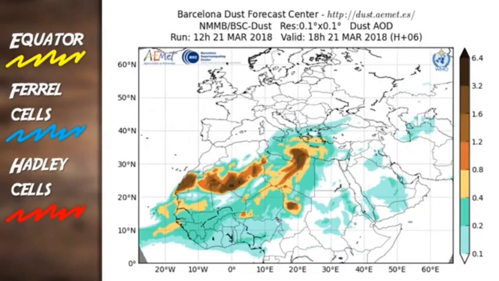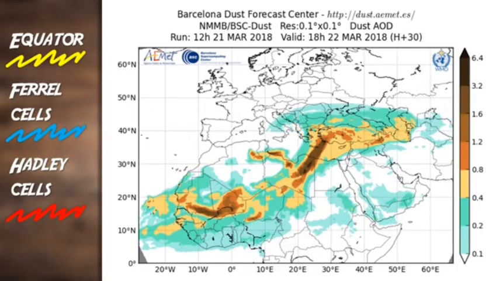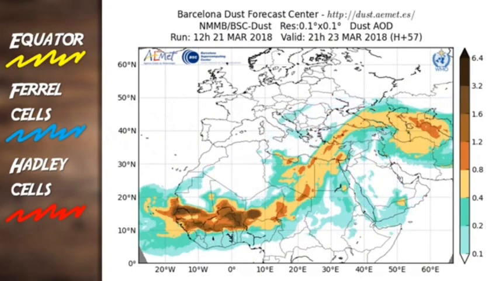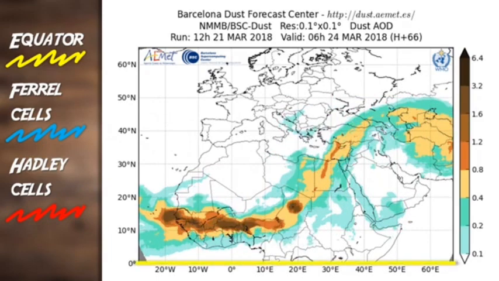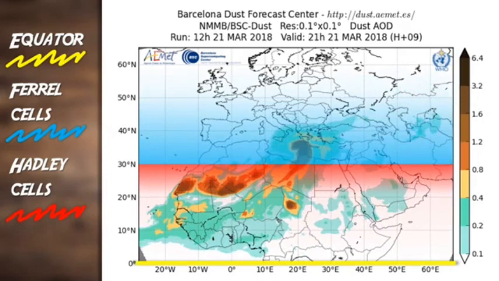Looking at a dust forecast map taken from the Barcelona Dust Forecast Center, we can see how dust from North Africa moving towards Europe can cause significant dust coverage for countries like Greece. This is the equator line, these are the Ferrel cells, and these are the Hadley cells.